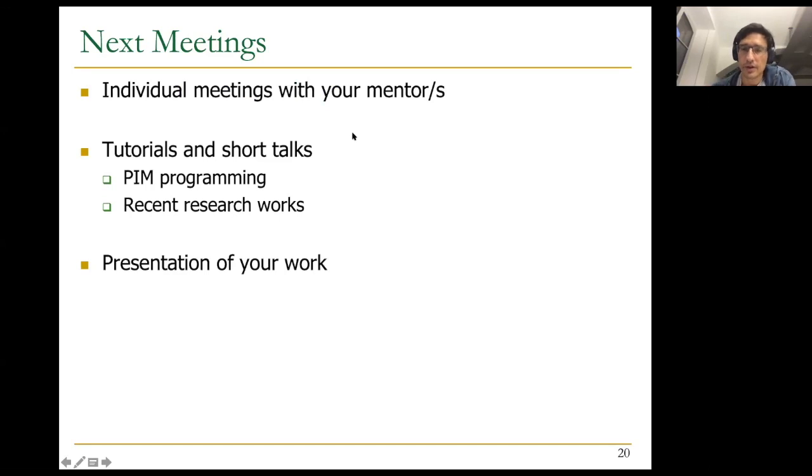And then after the second meeting, we will start scheduling individual meetings, of course, with each of you. Depending on the specific project that you have chosen, we will give you more materials. We will ask you to read papers, maybe watch tutorials, and so on. But this will be more focused on the thing that you have to do.